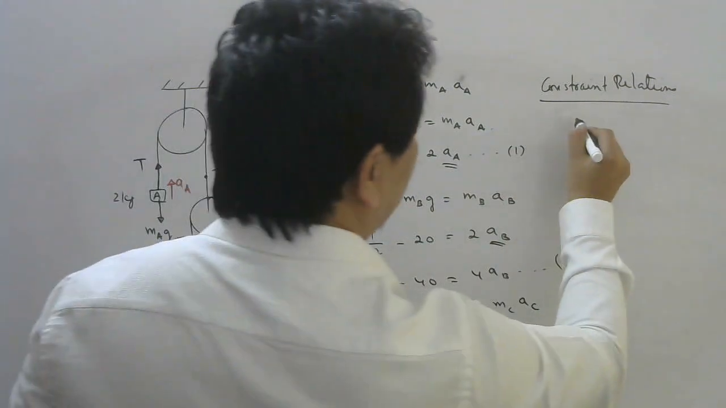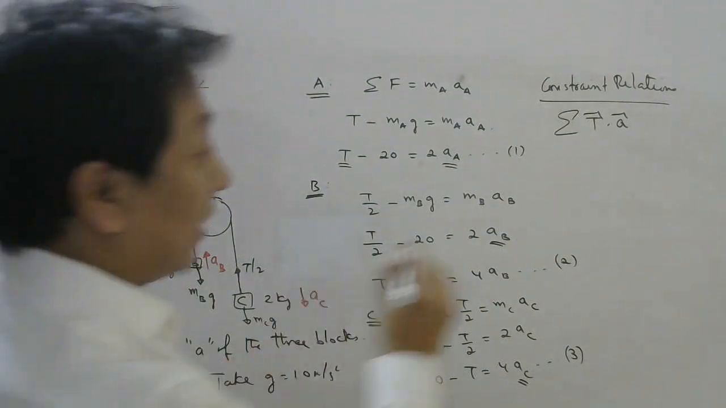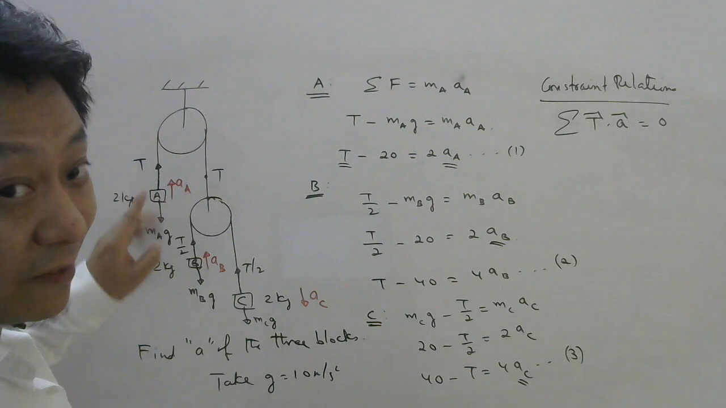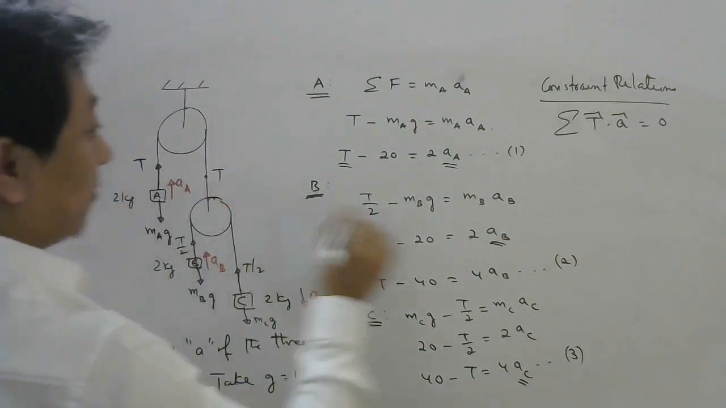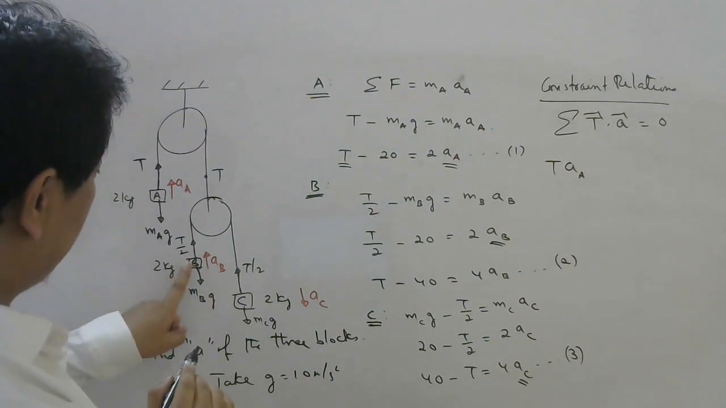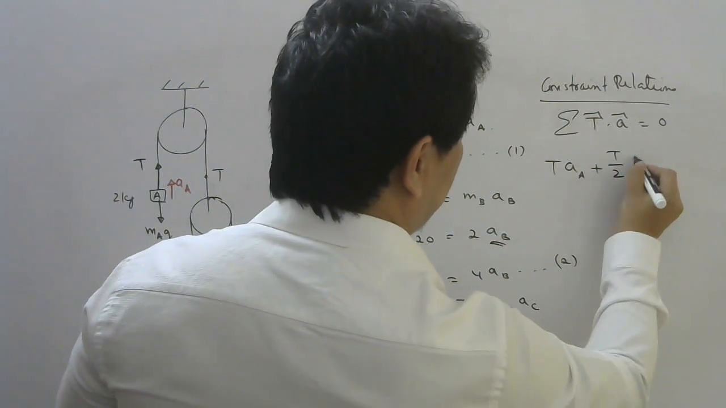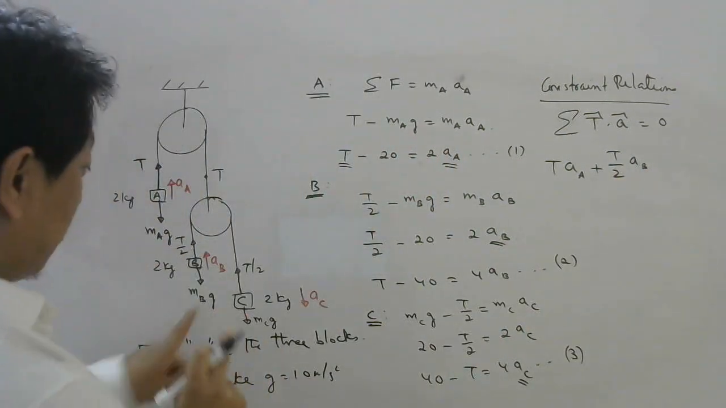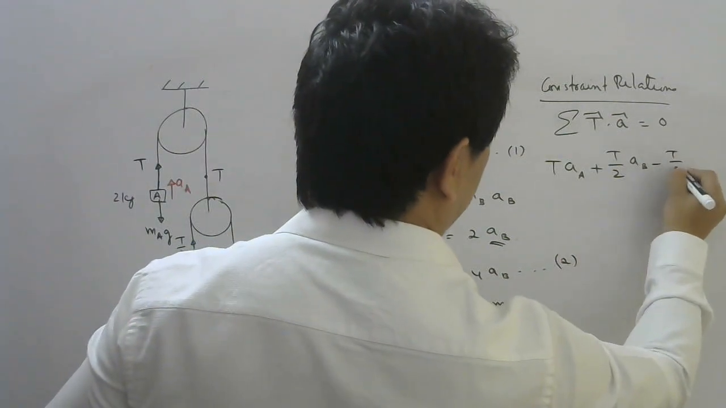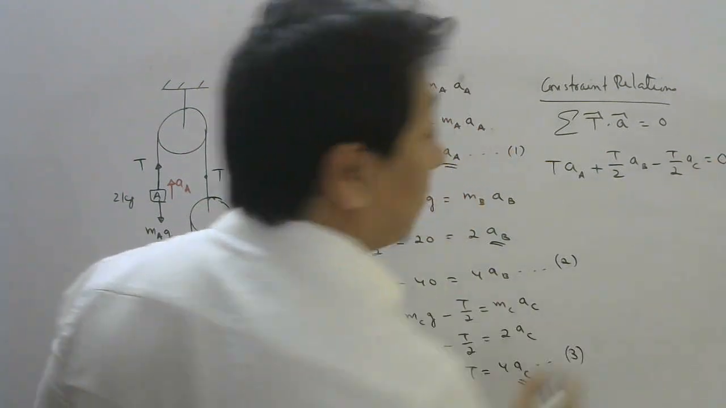So what should I do? Take the summation of tension dot acceleration for all the blocks, add them, total should be 0. For this block, tension is up, acceleration I have assumed up only. So the dot product will be positive, T into acceleration of A. For this block, tension is up, acceleration is again up only. So positive only, tension is T by 2, AB. And for this block, tension is up but acceleration is down. So minus, tension is T by 2, acceleration is AC. So that should be 0.